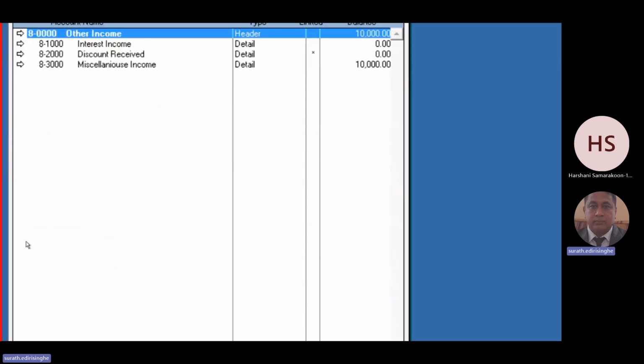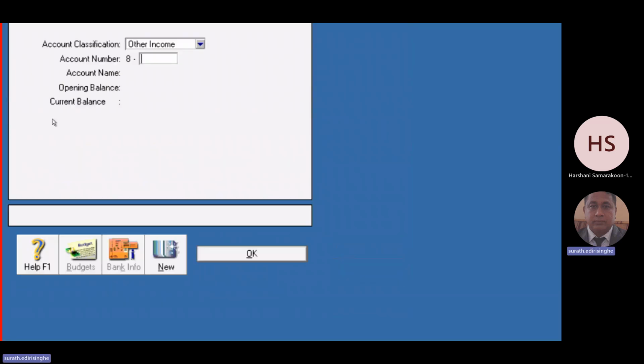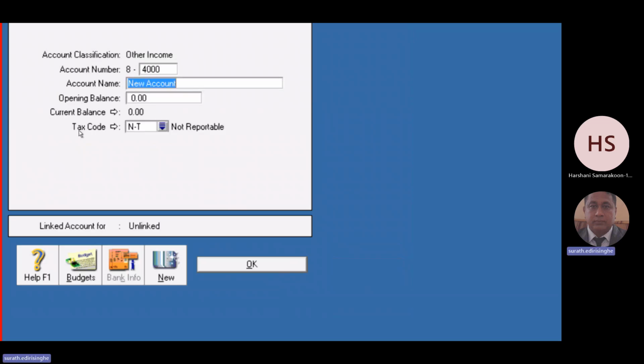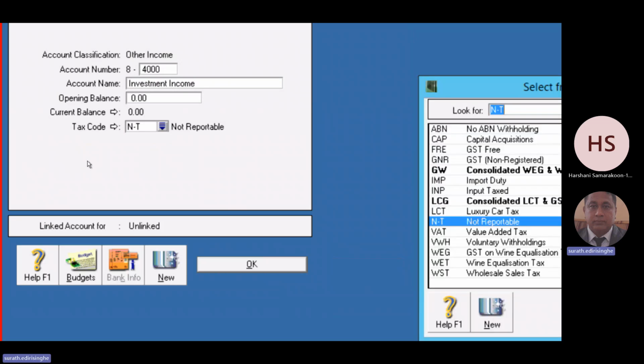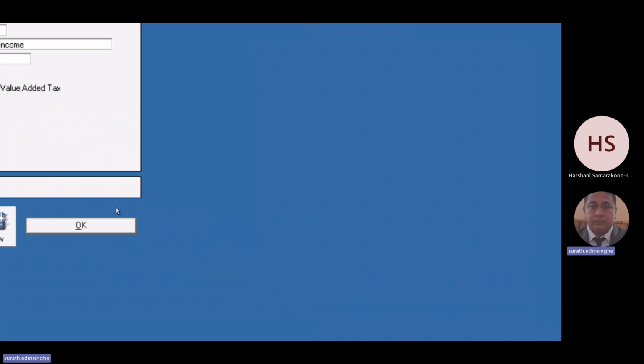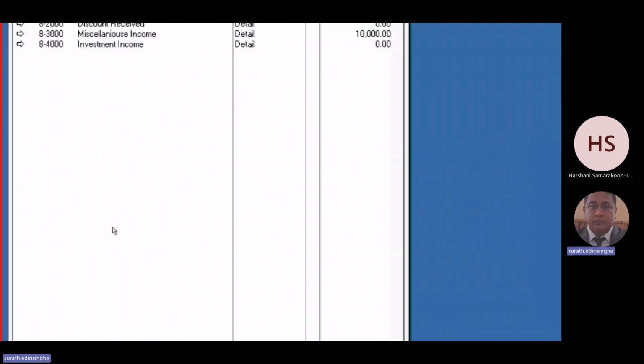Create new account. Look at it, 3,000 given, then give the 4,000. The name called investment, no? Investment income is normally liable for, actually not VAT, not liable for the VAT. Actually, you are liable for the payment of tax. You have to be added on that range. Detail postable account, okay, complete.